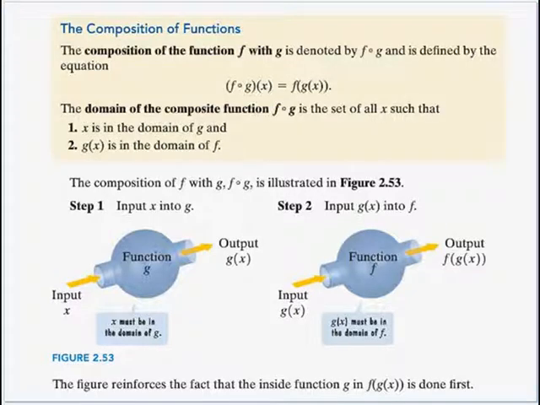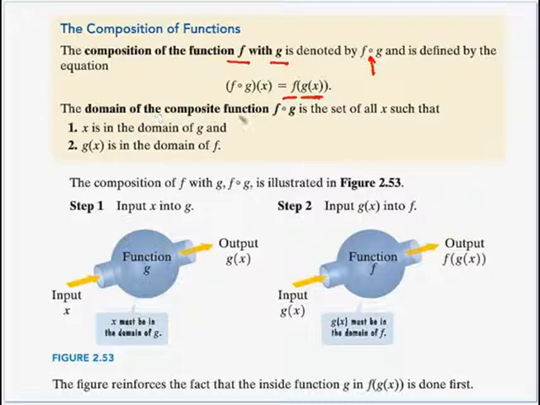Okay, in this video we're going to finish up section 2.6, and we're going to deal with the composition of two functions, or composing them together. So the composition of function f with function g is denoted by f, and then this little open circle, and then g. F compose g is defined by this equation: f compose g of x equals f of g of x.